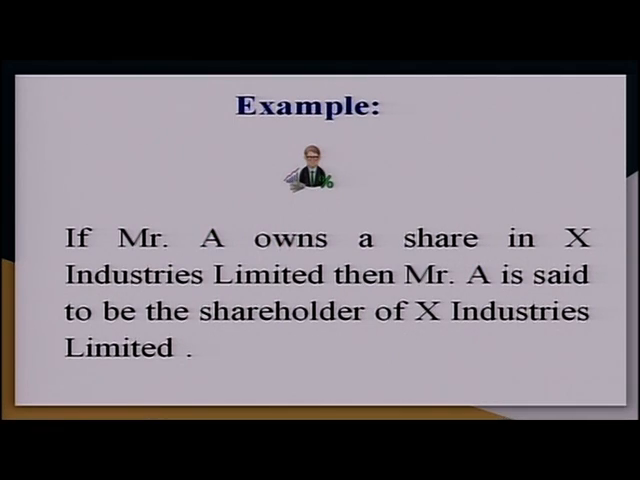Let's say, for example, Mr. A owns certain shares in X Industries Limited. Then Mr. A is a shareholder of X Industries Limited, and it's nothing wrong in saying that. If I'm saying Mr. A is a shareholder or owner of the company, that means he has certain control. He has certain powers in the company, though it may be minute.